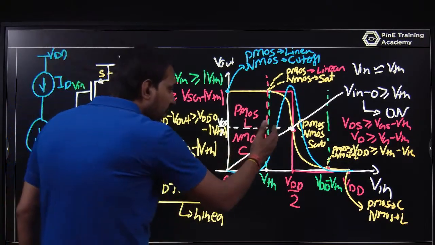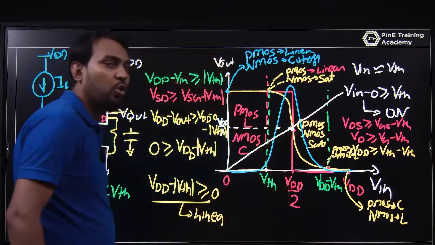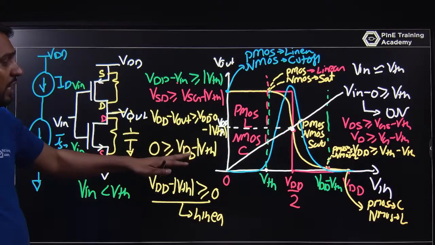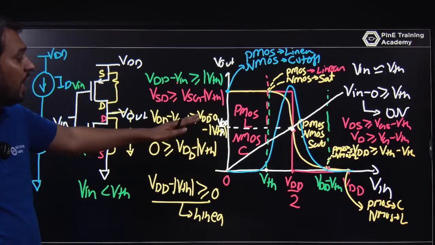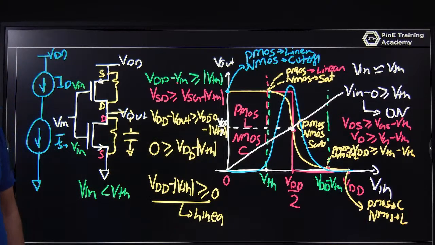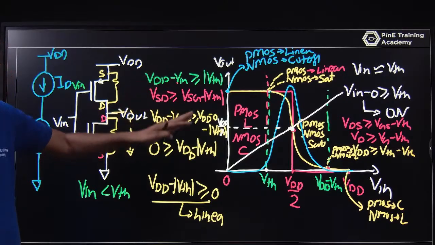You can shift your threshold voltage left or right with the help of W by L parameter changes. But here, in the ideal case, VDD by 2 at the input and VDD by 2 at the output is occurring. That is called the threshold voltage of the CMOS inverter, and the region defines the current.